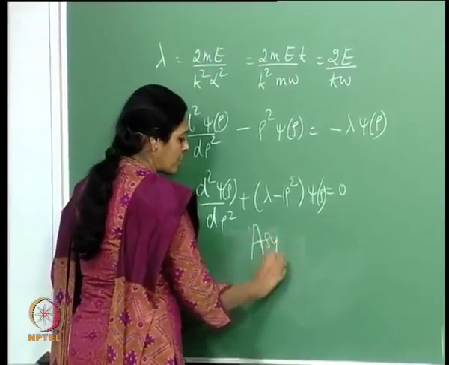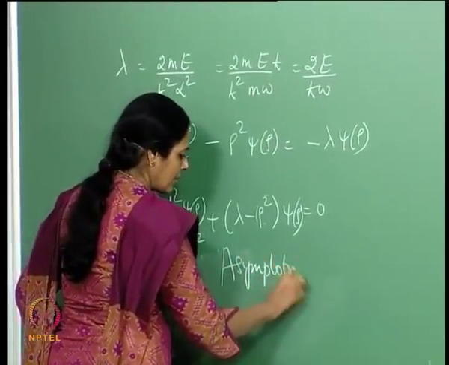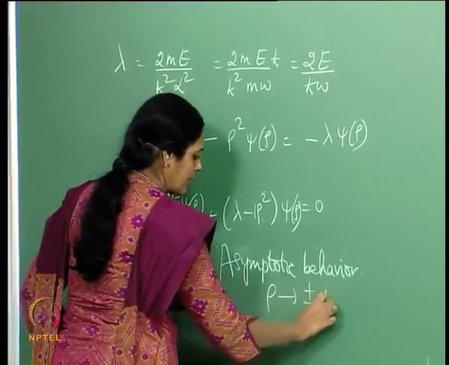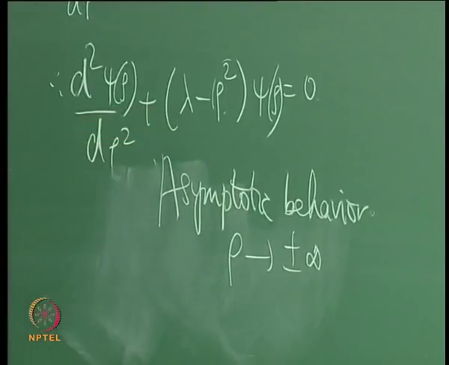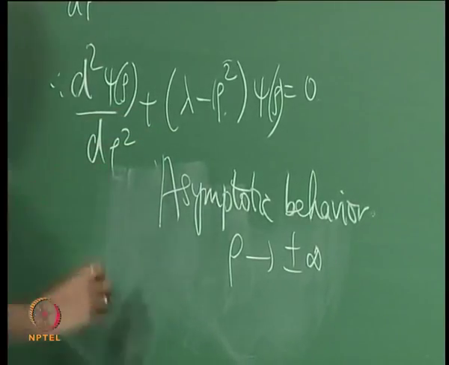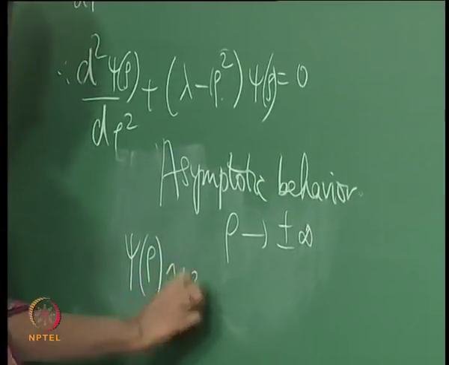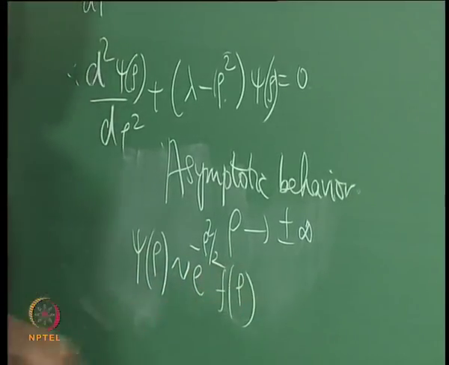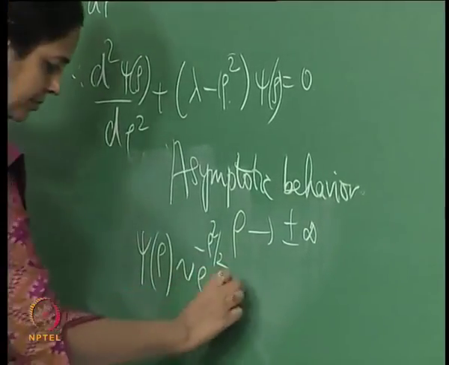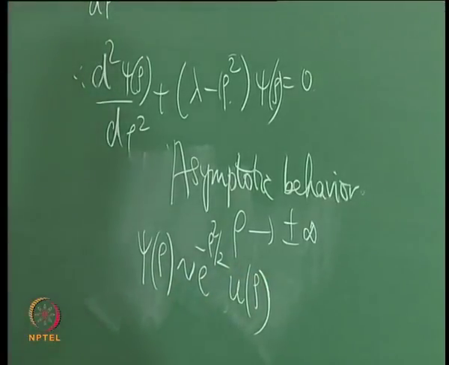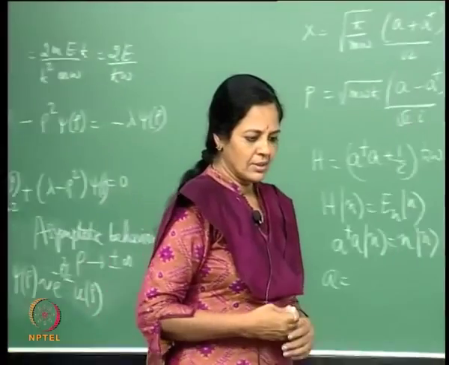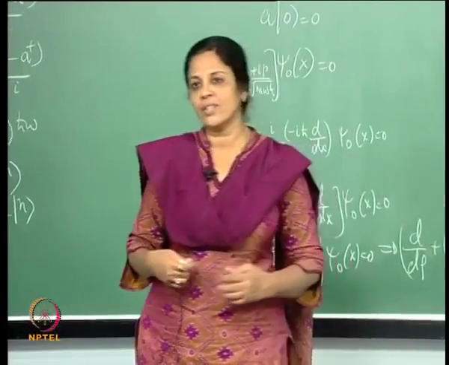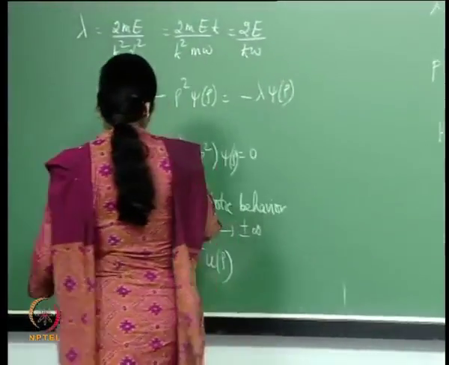So in order to study asymptotic behavior, that is as rho goes to plus minus infinity, I might well take lambda to be 1, and if I did that, I can see that psi of rho should go as e to the minus rho squared by 2, apart from other functions of rho. I will call it u of rho. The dominant behavior for rho going to large values is e to the minus rho squared by 2, and that is all that I needed to know.